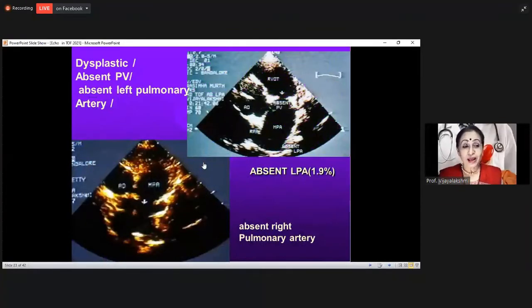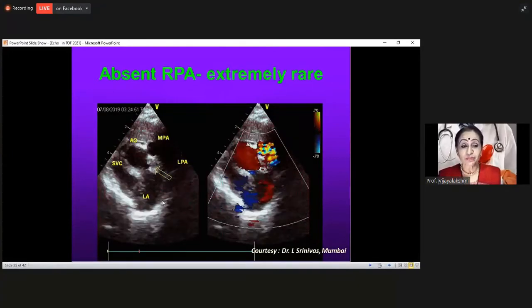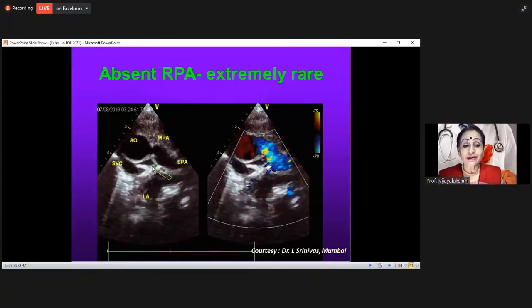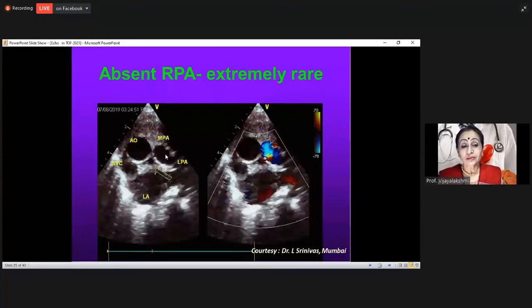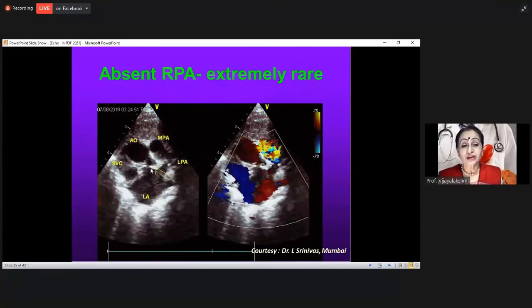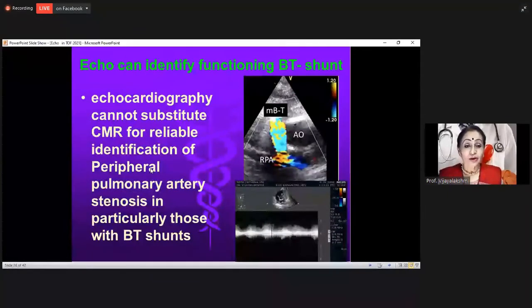Sometimes a dysplastic absent pulmonary valve may be associated with an absent left pulmonary artery, as you see here, and this is only 1.9%, or it can be an absent right pulmonary artery. This is very, very rare. So absent right pulmonary artery is extremely rare, and in the echo you can clearly see that the right pulmonary artery is not arising from the main artery, and the main pulmonary artery and LPA are seen, and the RPA is not there.